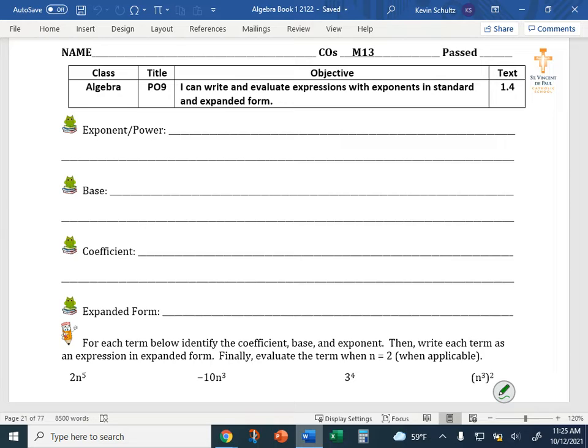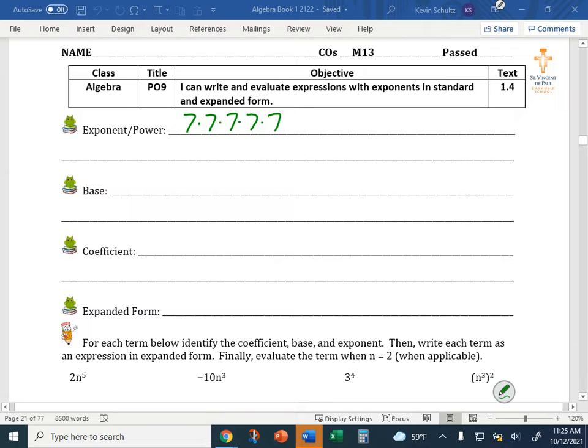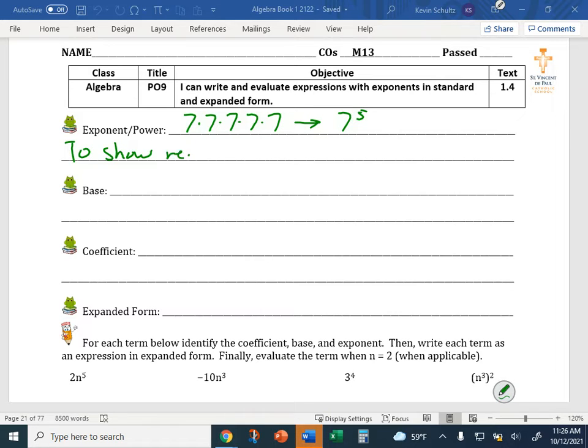Okay, so its essential purpose is for repeated multiplication, right? Why write 7 times 7 times 7 times 7 times 7 when we can instead write that as 7 to the 5th power? So the purpose of an exponent is to show repeated multiplication.